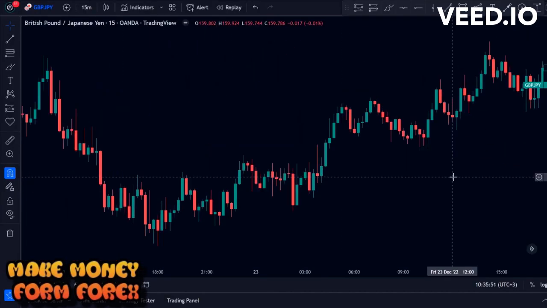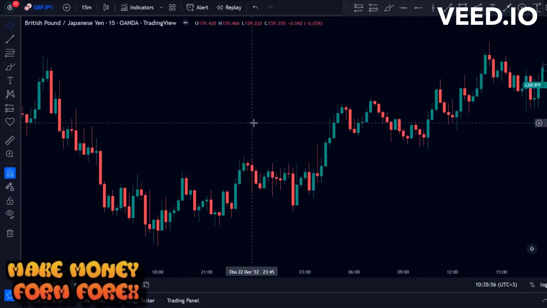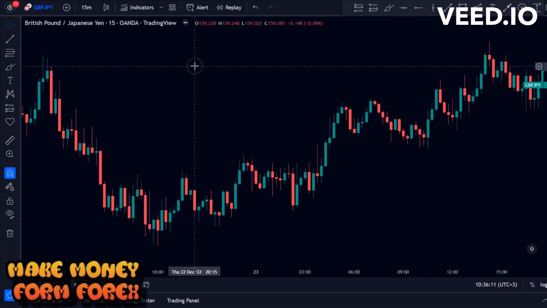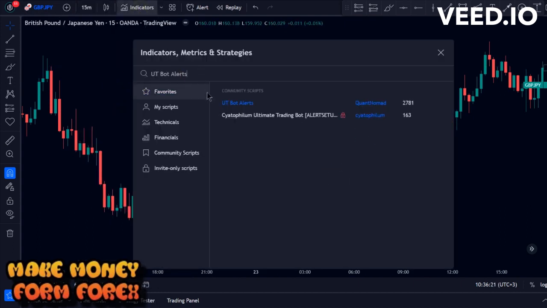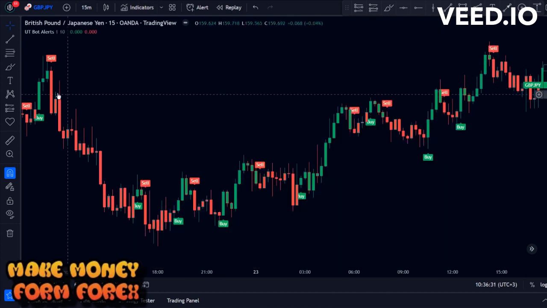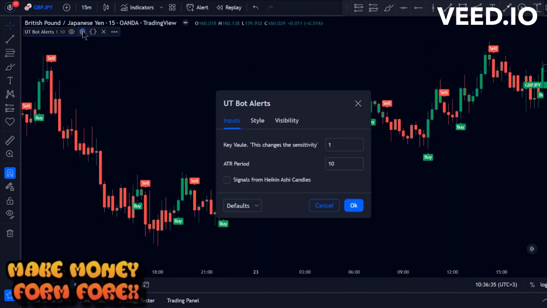First things first, get on TradingView and load any trading security of your choice. For me, I'm gonna be using the GBP JPY on the 15-minute time frame. Now go to the indicator search tab and type in UT bot alerts. Be sure to select this one right here. Then we're gonna access this indicator settings by clicking right here. Click on the inputs tab and change the key value to 3, and then change the ATR value to 5.